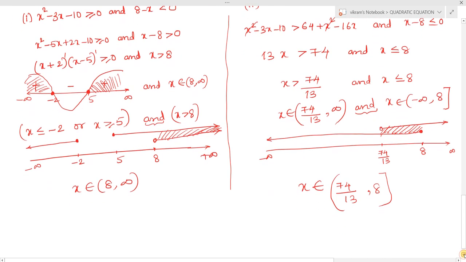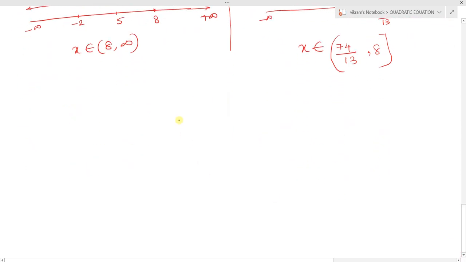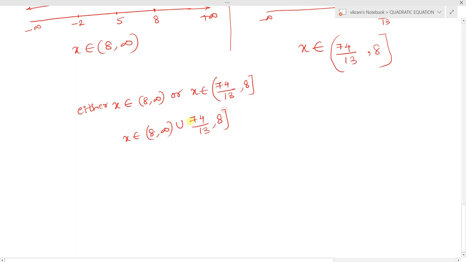Now we have two cases. For the two cases we obtain two conditions: either the first case solution is x belongs to 8 to infinity, open braces, or the other case, x belongs to 74 by 13 comma 8. Now we can write this as x belongs to (8, infinity) union (74/13, 8] closed.